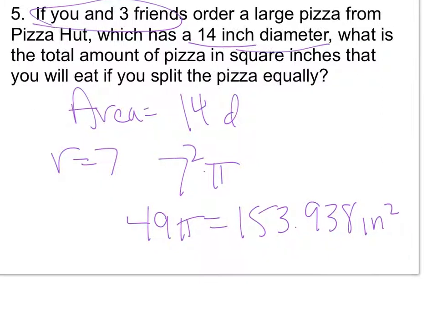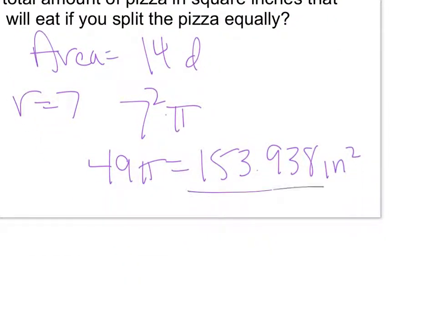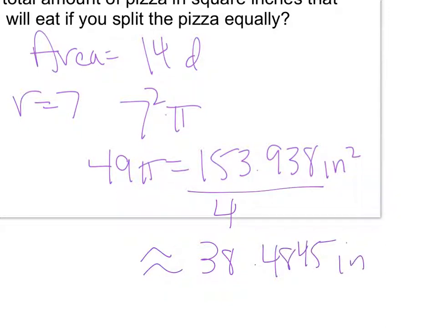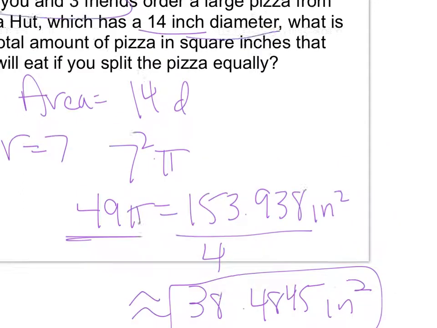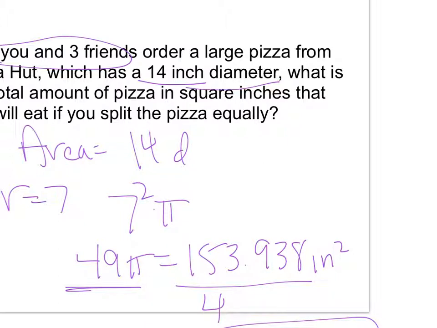And what I want to do is divide it by 4, because that's how much you and your 3 friends are all going to eat. So if I do that, I get 38.4845. So that is roughly what each individual is going to consume. You're going to consume 38 square inches of pizza. So all I did, figure out the area, divided by 4, and away we go. Double check and make sure that it says diameter was 14, so I took 7 because 7 is my radius.